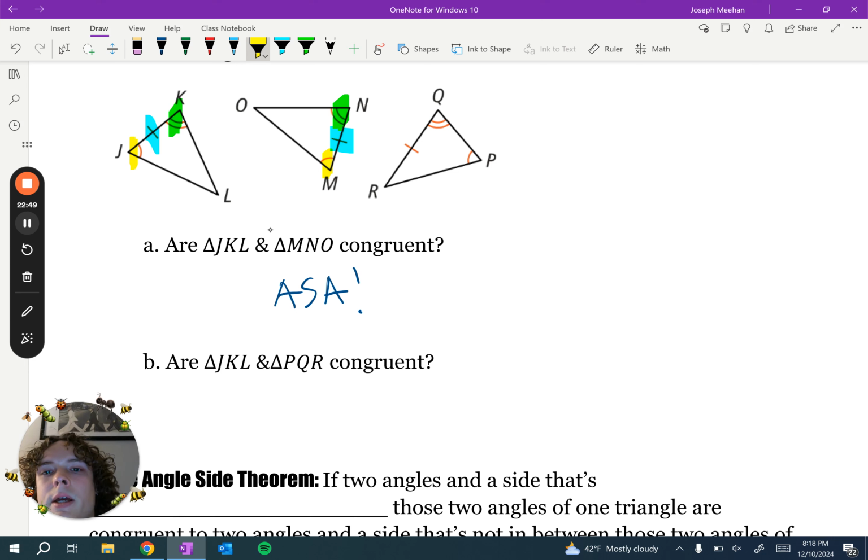Now it says, are JKL and PQR congruent? Well, let's take a look. It looks like angle J is congruent to angle P. It looks like JK is congruent to RQ. And it looks like angle K is congruent to angle Q. So originally, you might think, oh man, these are congruent because they both have an angle, side, and an angle. But if you look at triangle PQR, the side is not in between those two angles, right? So since we don't have an angle, side, and an angle on both triangles, these are not congruent. Okay, so not congruent.